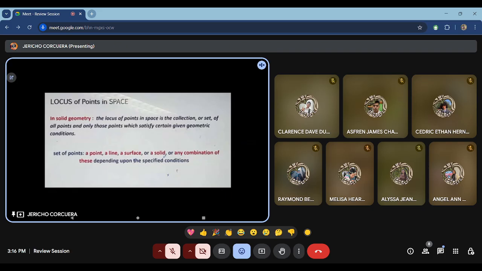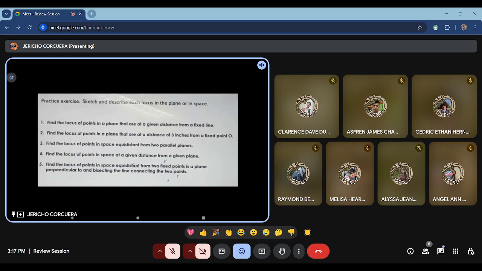The locus of points in space is a collection or set of all points that satisfy the given geometric conditions. It can be a point, a line, a surface, or a solid, or any combination of these, depending on the specified conditions. Then here we can sketch.